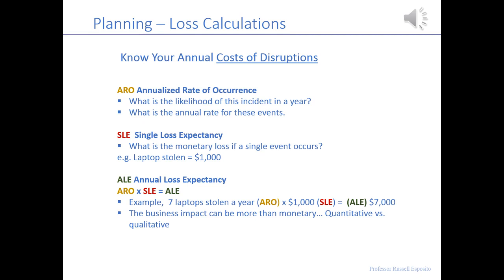How often does it happen within a given year? The second one is what's the loss? What do you expect to lose? So if your web server is down twice a year for 24 hours, or not 24, maybe an hour or two, hopefully not 24 hours. What's the cost per hour?